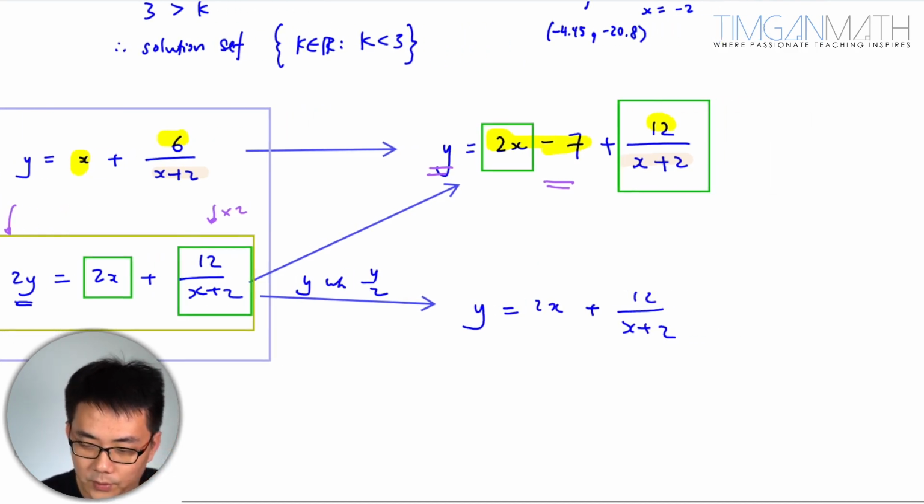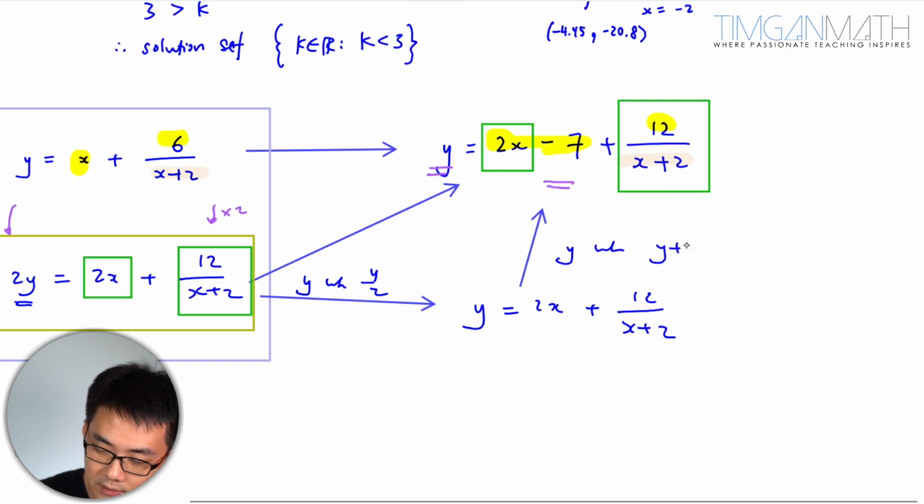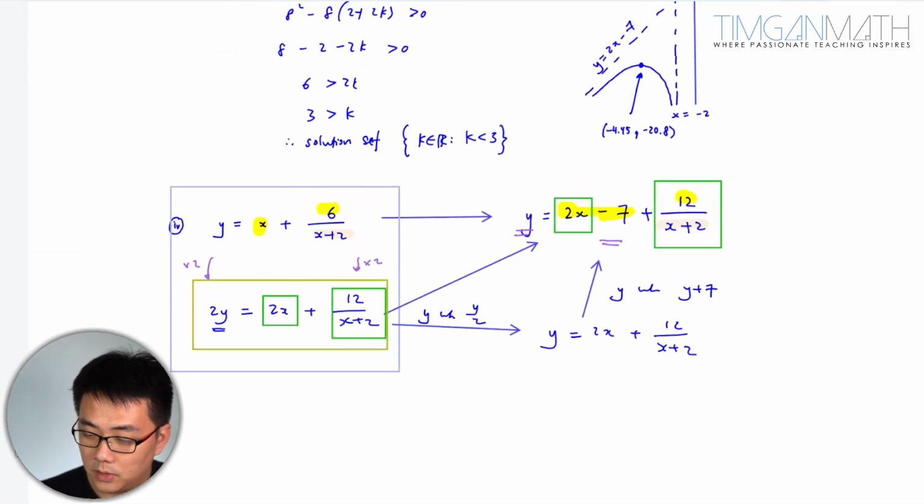Then after that, you replace y with y plus 7. The 7 brought over will be minus 7 here. So it becomes this. So you just need to explain these two here, 1 and 2.